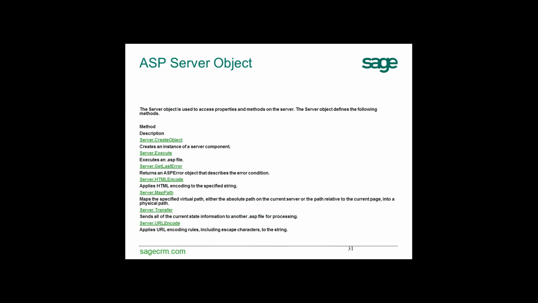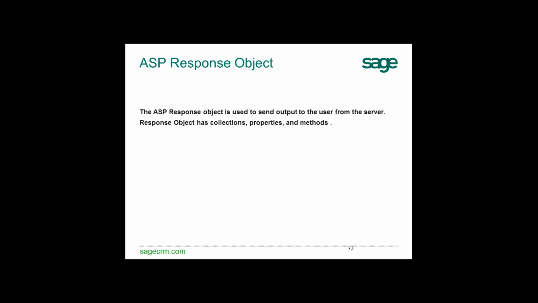But we've got create object allowing us to get hold of our registered CRM DLL and be able to then use all of the objects within that. Now, our pages are constructed in an environment in which there are going to be HTTP requests and HTTP responses. And the response object is the object that allows you to control the way in which we send information back out. And the response object has a range of different collections, properties, and methods.